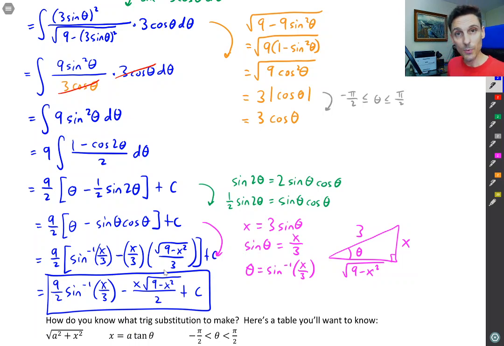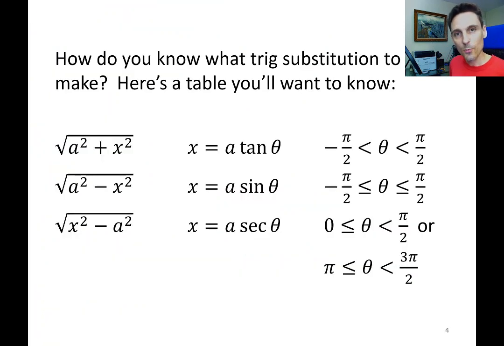Okay, so that's example 1. Now how do you know which trig substitution to make? Well, here's a little table that can help you out. If you see a radical, like the square root of a squared plus x squared, then you'll want to make a substitution x equals a tangent theta. That substitution will collapse this radical down, and we'll write that up in just a moment.